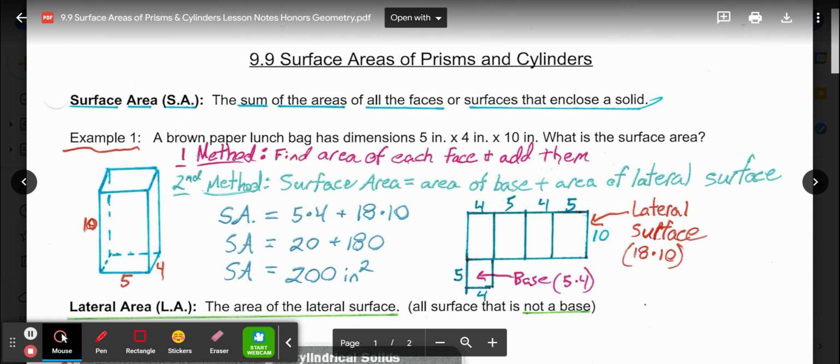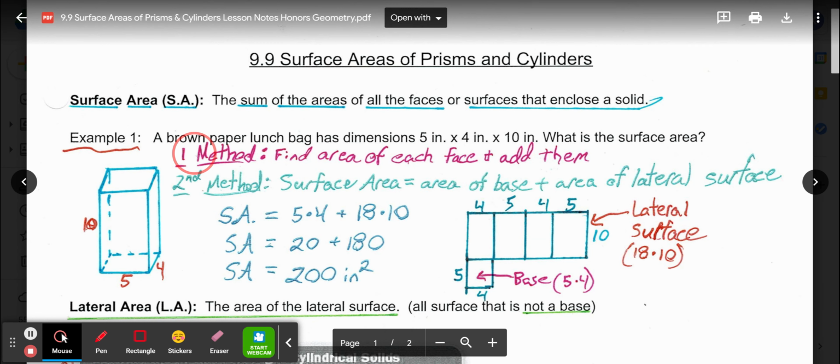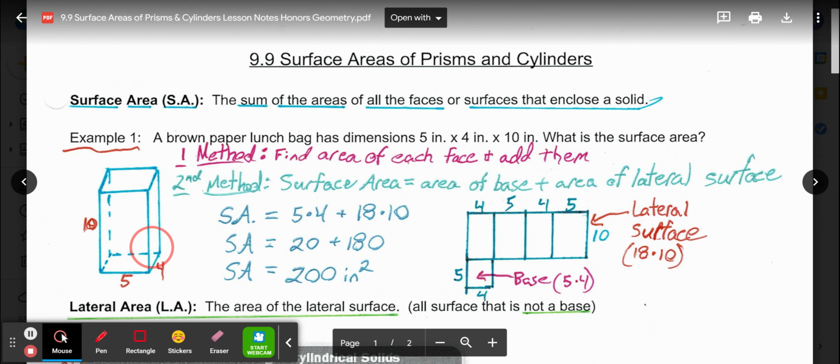So let's look at an example. Example 1, brown paper lunch bag. We'll pretend that it's a perfect rectangular prism. It has dimensions of 5 inches by 4 inches by 10 inches. What is the surface area? Our first method: find the area of each face and add them up. So we could find the area of the top, area of the bottom, and all the other 4 lateral faces and add them together. Works perfectly fine.